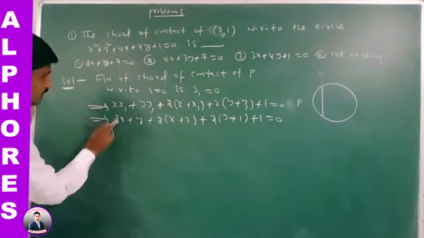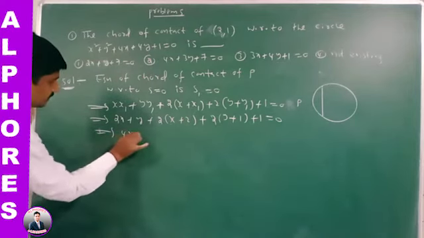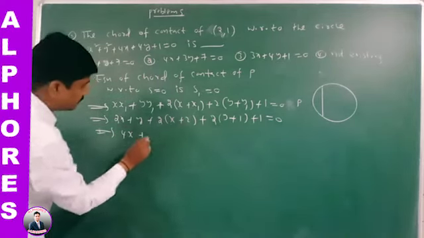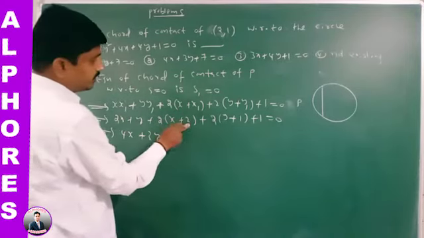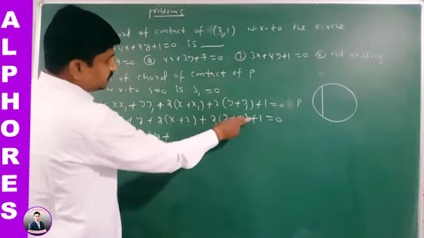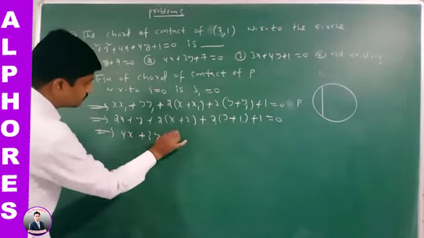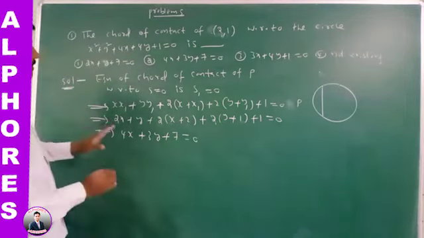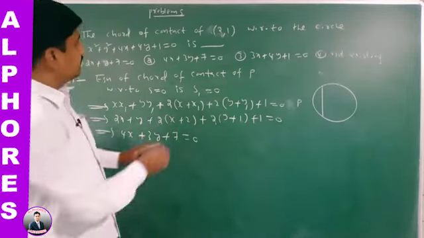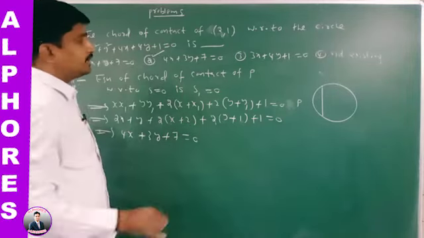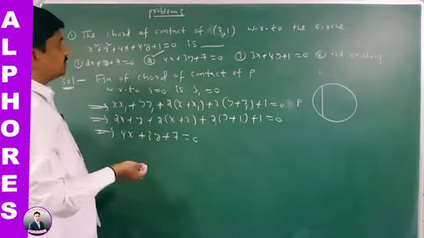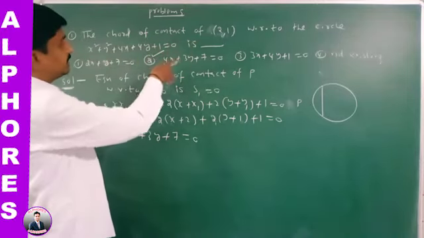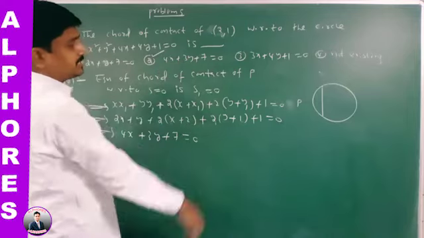Directly: 2x + 2x = 4x, y + 2y = 3y, constant 2 into 2, 4 plus 2 plus 1, 7. So 4x + 3y + 7 = 0. Second option. Here the chord of contact of P exists and the equation of the chord of contact of the given point with respect to the given circle is 4x + 3y + 7 = 0.